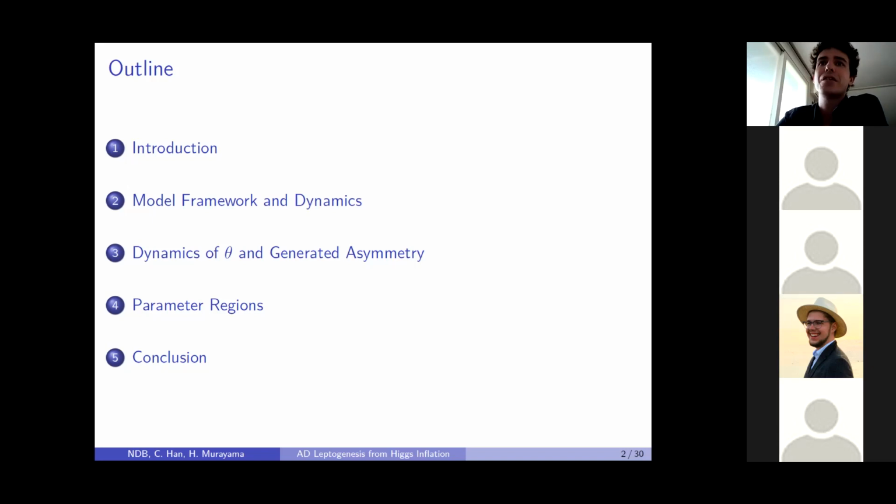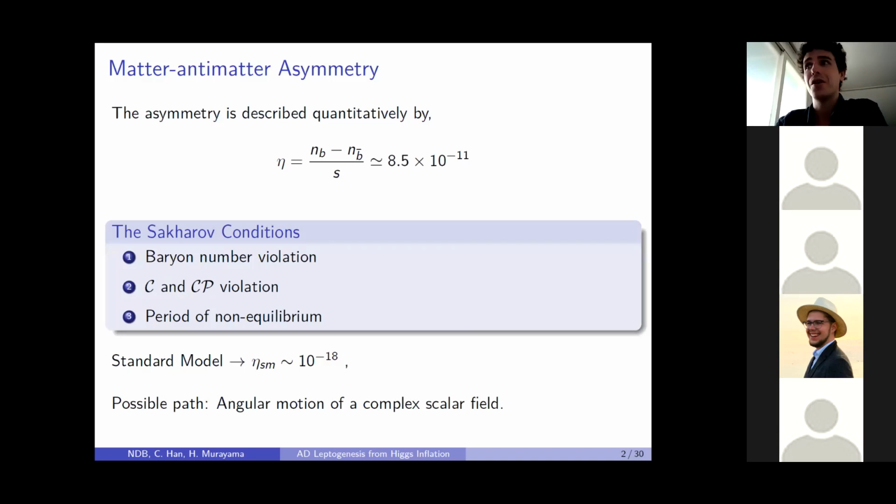And then bringing all of the results together, we'll look at the allowed parameter regions, considering constraints from inflation, phenomenological constraints, the LHC and so on, and also Baryon asymmetry constraints. And we'll see if there's much parameter space for which we can successfully do all three. And then conclude.